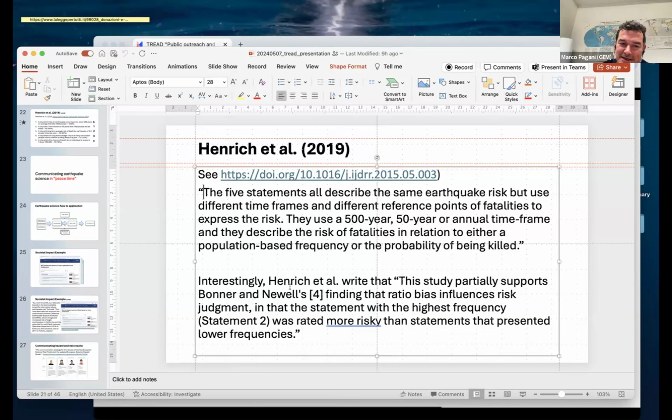So, if you read this publication, something I found interesting is that it says this study partially supports the finding of this other research that says that the ratio bias influences the risk judgment. In that, the statement with the highest frequency was rated more risky than statements that presented lower frequencies.